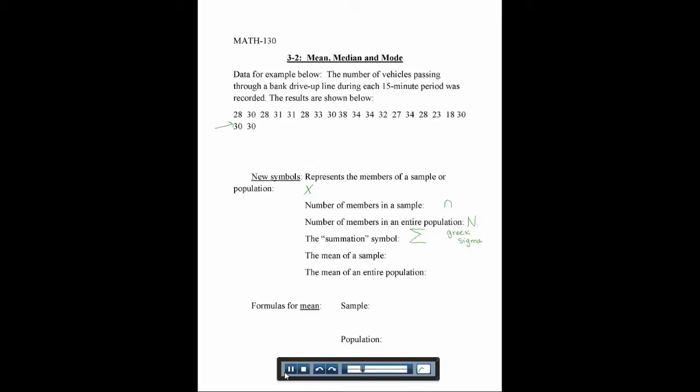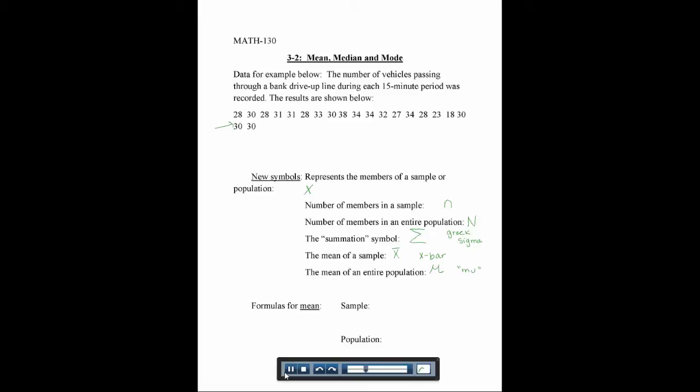The average of a sample, the mean, we use an x with a bar over it. We call this x bar. And for the mean of an entire population, the mean of everyone, we use a Greek letter that looks kind of like a fancy M. This is called Greek mu.